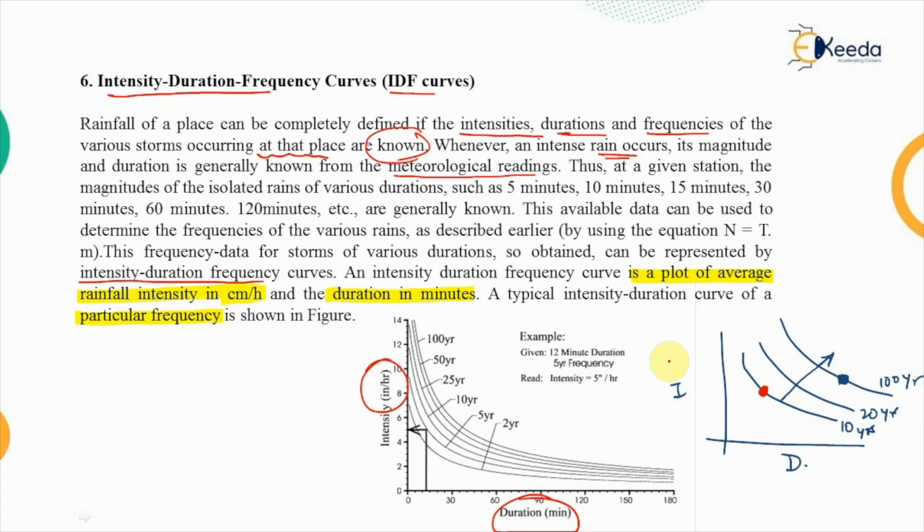Now that completes the representation of the rainfall data. In the next video we will take a look at the abstractions from precipitation, what types of abstractions there are, and after those abstractions the component of the rainfall that remains, which is known as runoff, that we are going to discuss.